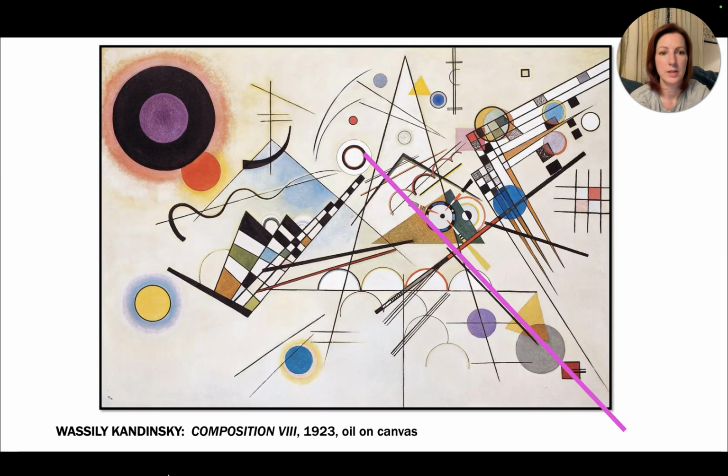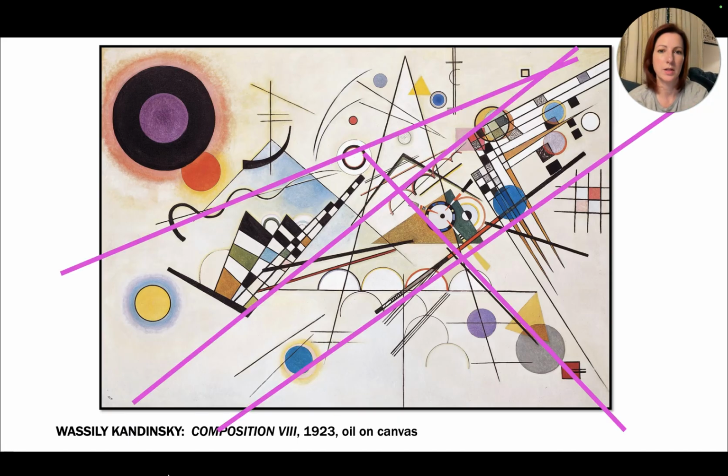So here is an example by Wassily Kandinsky. It's called Composition 8 from 1923, and this is supposed to be representing music. So the music he was listening to was like jazz music where it's kind of all over the place. So he's trying to represent the feeling of listening to that music in line. So there's, of course, a lot of diagonals.